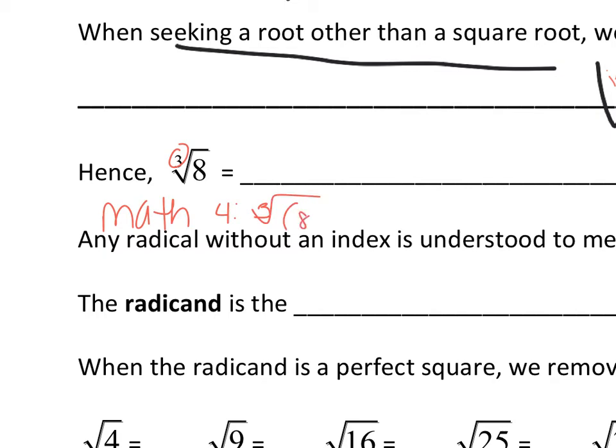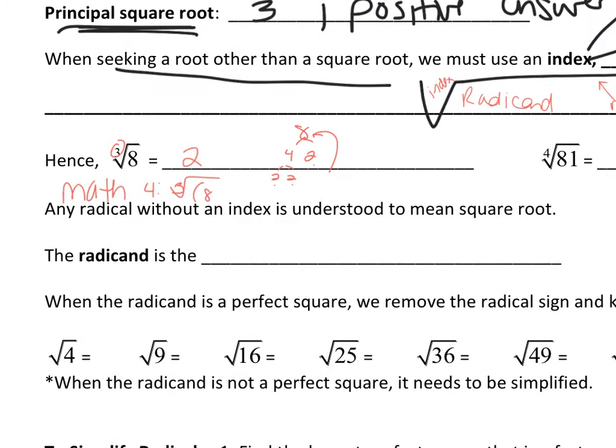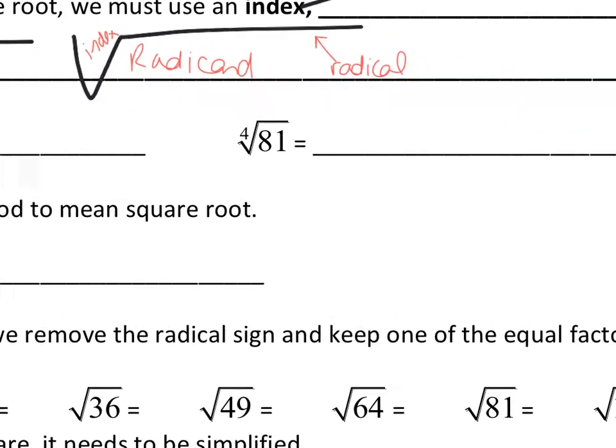Just type in 8, and you guys should see that the cube root of 8 is 2, and this makes sense because 8 breaks up into 4 and 2 and 2 and 2. 2 times 2 times 2 is 8, and they're all the same, hence it's a cube root, a perfect cube. Try that with the fourth root.